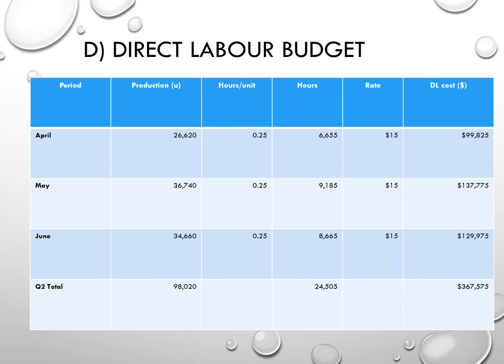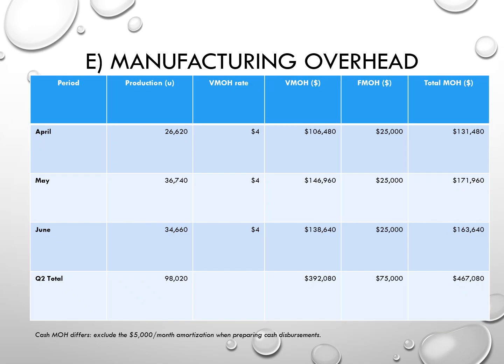Each unit takes 15 minutes or 0.25 hours to produce. Workers earn $15 per hour, and overtime is not allowed. Labor hours are driven entirely by production, not sales. Total direct labor cost for Q2 is $367,575. Manufacturing overhead has a variable component of $4 per unit produced, and a fixed component of $25,000 per month.